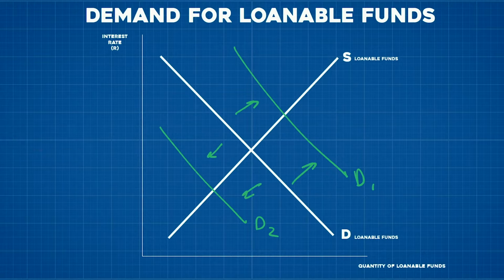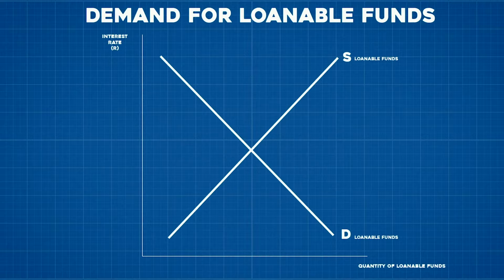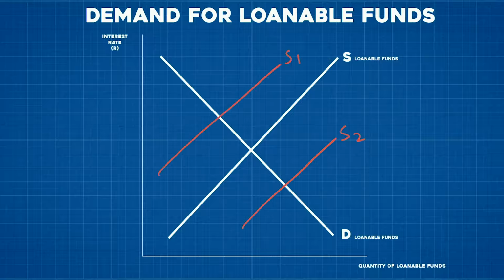And wouldn't you know it, the supply curve for loanable funds can shift as well. The first reason it will shift is because of changes in private savings behavior. If the economy is good, people in general will feel richer, and that means they will spend more and save less, and that will shift the curve to the left. And it will shift to the right when people feel strapped for cash and spend less.